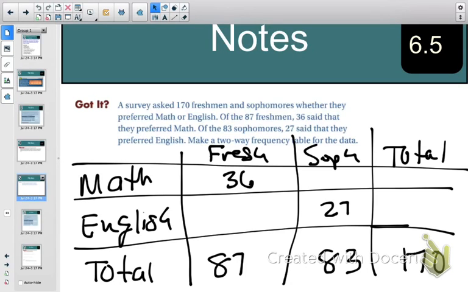Alright, I didn't quite finish this, but I just wanted to stop and show you where your total should be going. So it says a survey asked 170 freshmen and sophomores. Okay, so that's actually going to go in your grand total, because it's freshmen and sophomores combined. So that should be grand total 170.